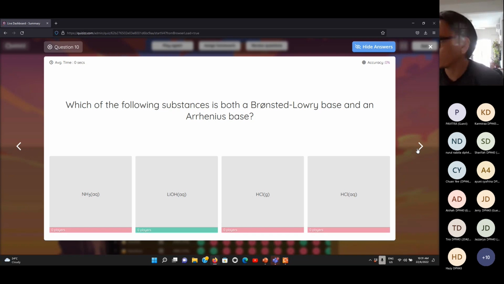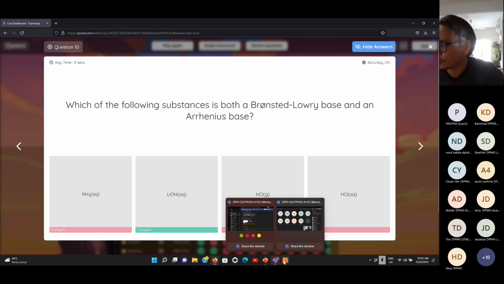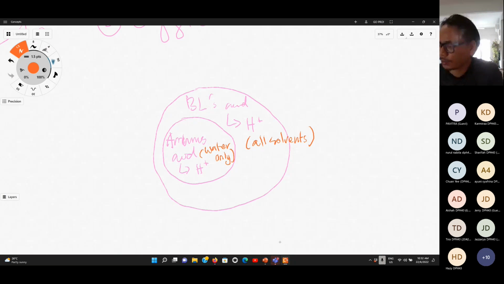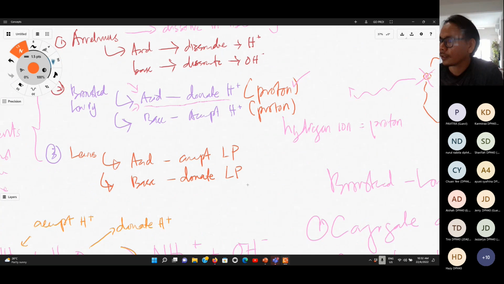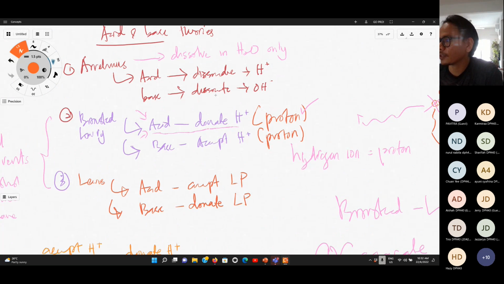Which of the following substances is both a Bronsted-Lowry base and also an Arrhenius base? So kat sini kita tengok by definition something that can menghasilkan OH- ion. You see, tengok balik the definition of Bronsted and Lowry base dan juga Arrhenius base. Let me go back. Arrhenius base is something that produces OH-.